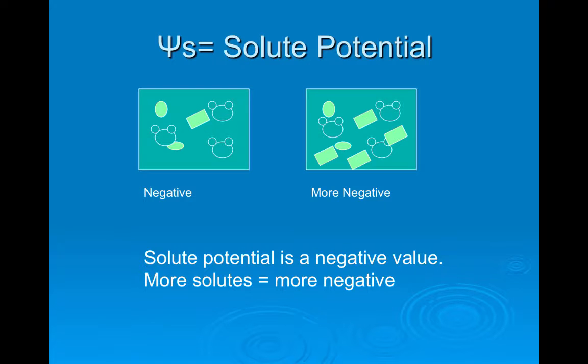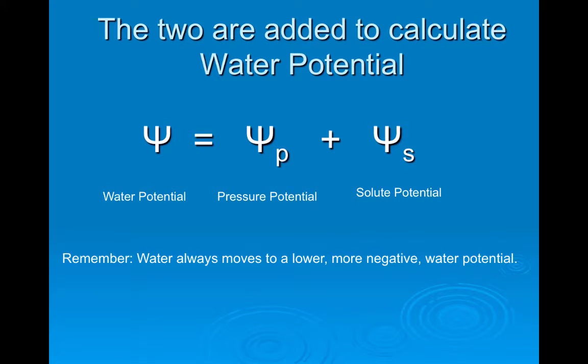The addition of solutes makes solute potential more negative. A cell or a solution with a high concentration of solutes has a more negative solute potential. The water potential is the sum of these 2 values.